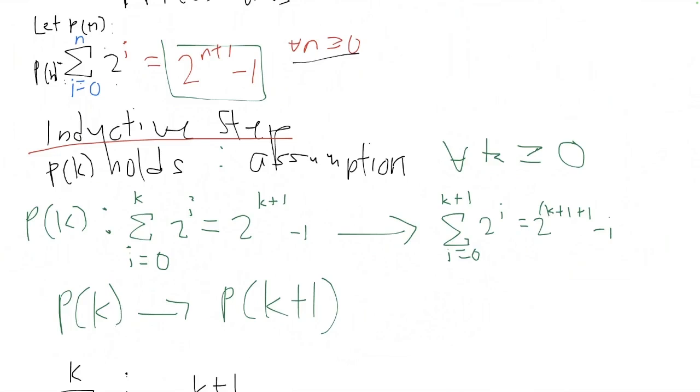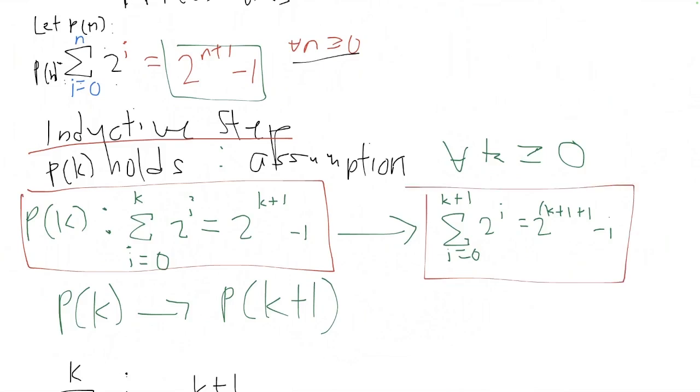Now, remember that our P of k is simply this and our P of k plus 1 is simply this. How did I get this? I simply substituted everything on the argument of P and then substituted this on the propositional function P of k, and thus I get the summation from i equal to 0 to k plus 1 of 2 raised to i equals 2 raised to k plus 2 minus 1.